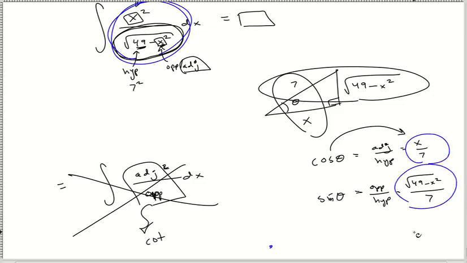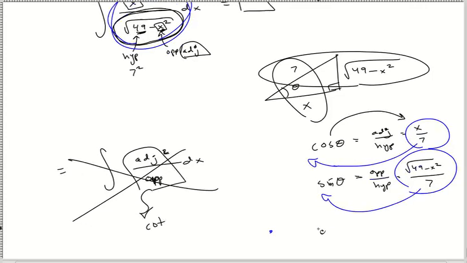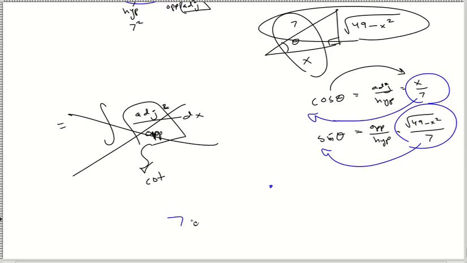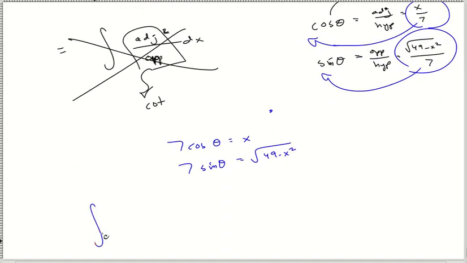It's not so straightforward, but I'm going to show you it's a plug-it-in kind of matter. What I'm going to do is multiply by the 7 on both sides. And so what I get is 7 cosine of theta, make sure you're doing thetas and x's separately, is equal to x. And then 7 sine of theta is equal to the square root of 49 minus x squared.